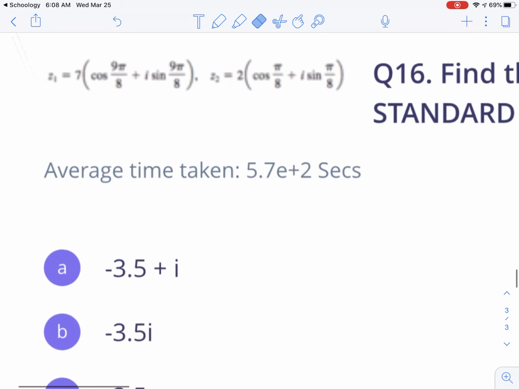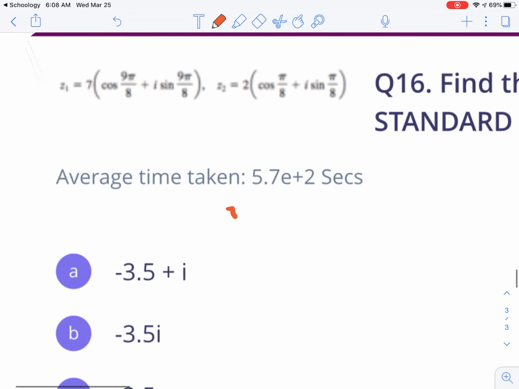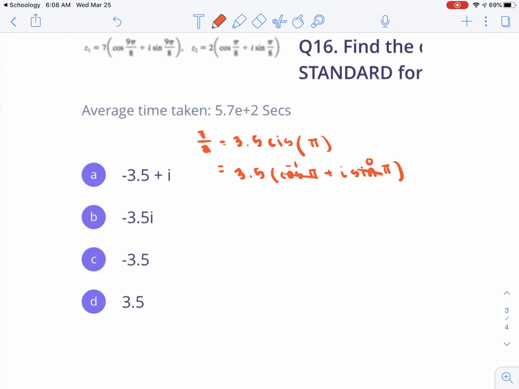They wanted you to find the quotient on this one. Just as we did, you divide the front two numbers, so the 7 divided by 2, and get the 3.5. And then remember, with the angles, I'm going to write this as KISS. I'm going to subtract those angles, and I'm going to get pi. Now, when you rewrite this, cosine pi plus i sine pi, remember that your cosine is negative 1, your sine is 0. So the correct answer for this should have been negative 3.5.